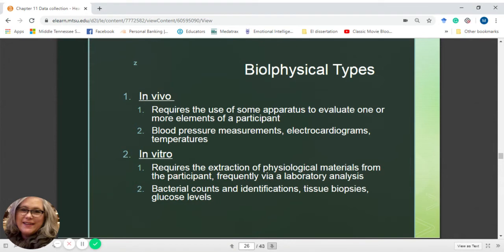There's two main types of biophysical data collection: in vivo, which we use a mechanism, an apparatus, a piece of equipment to gather information: electrocardiogram, blood pressure, pulse, heart rate, temperature, those kind of data points. And then in vitro is where we take a sample from the patient or the participant, body fluid, tissue, and the like, and then we analyze that. So those are the two different types, and we're going to talk about limitations and strengths of those.